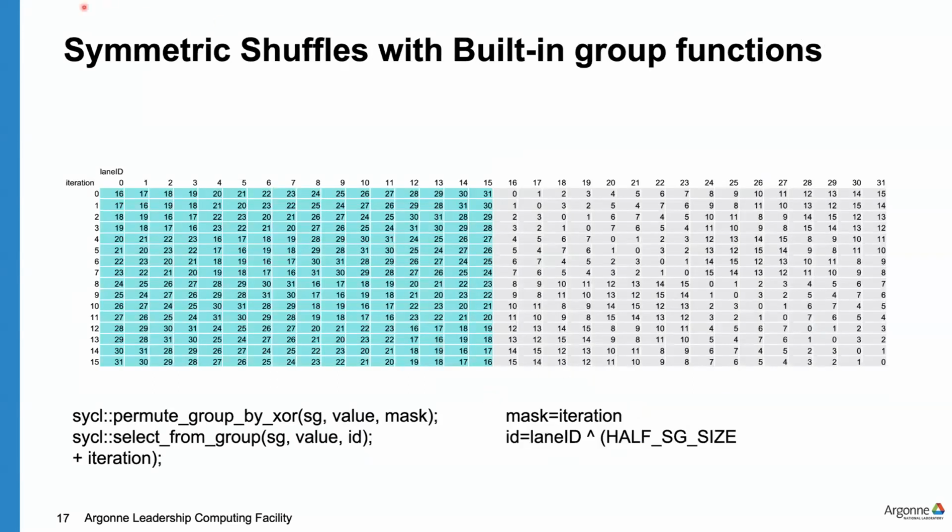The way that we do this in CUDA is with CUDA shuffles, and the corresponding SYCL subgroup function is select_from_group. We can also do this with permute_group_by_xor. The table here is showing all of the exchange patterns that are happening with 32 lanes.